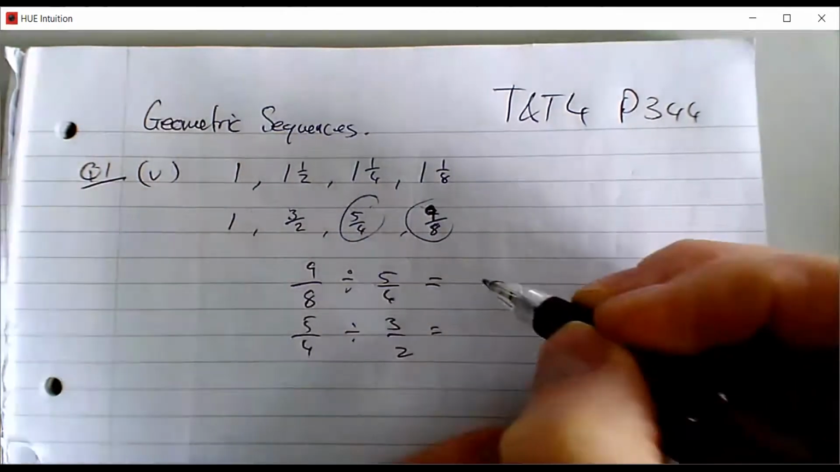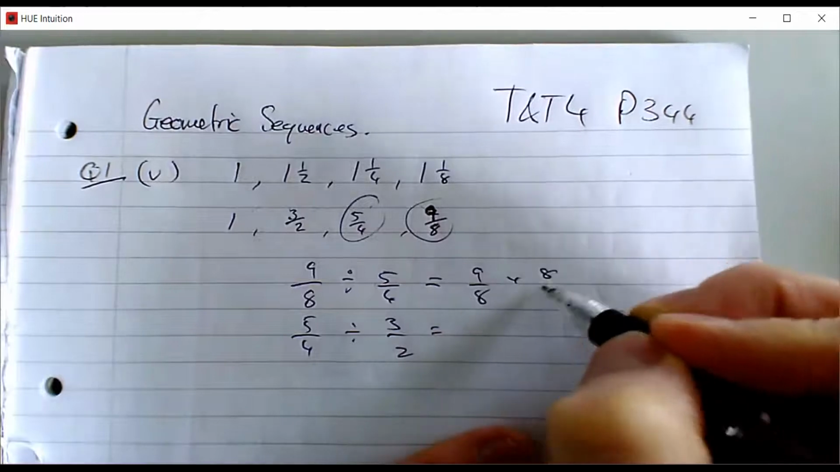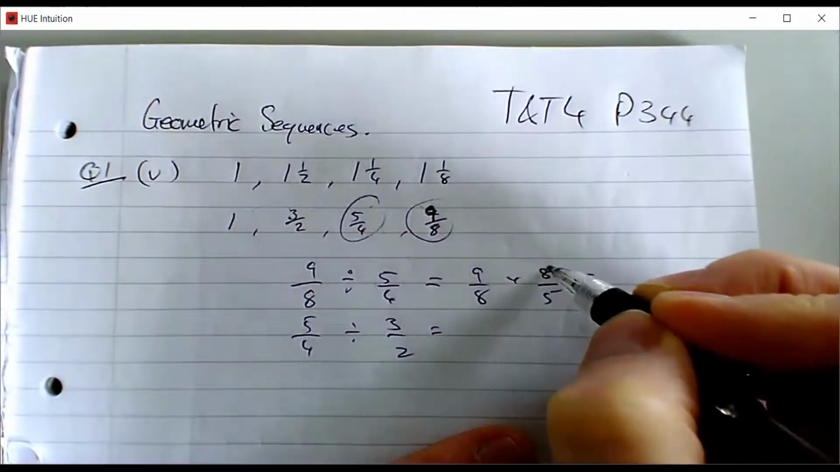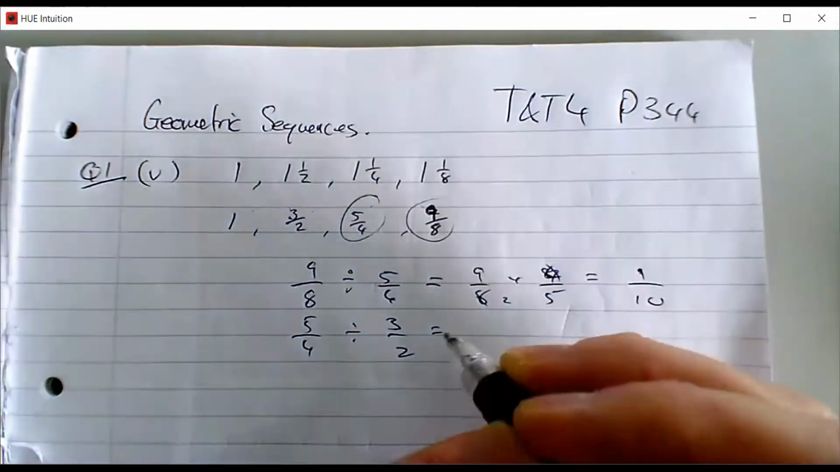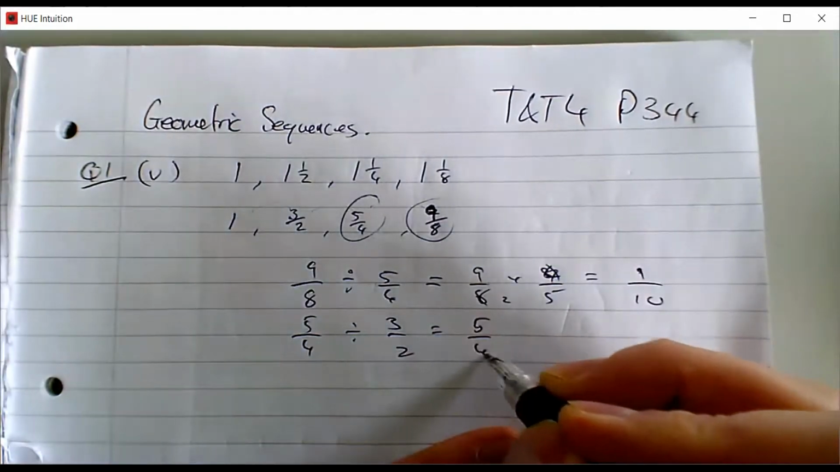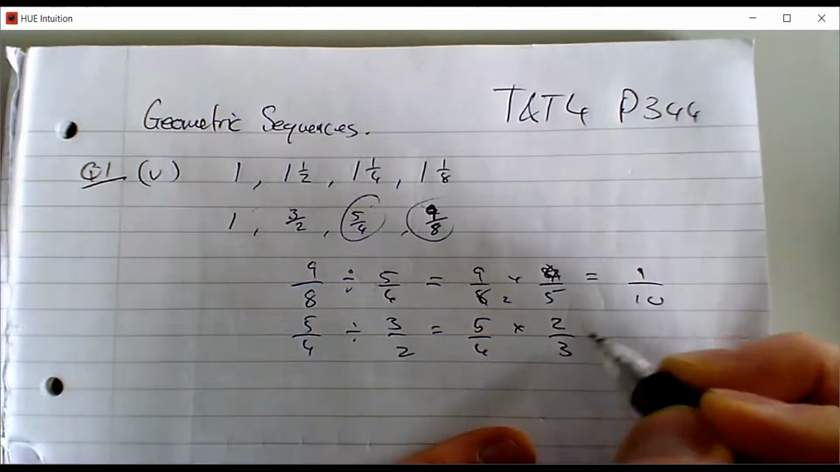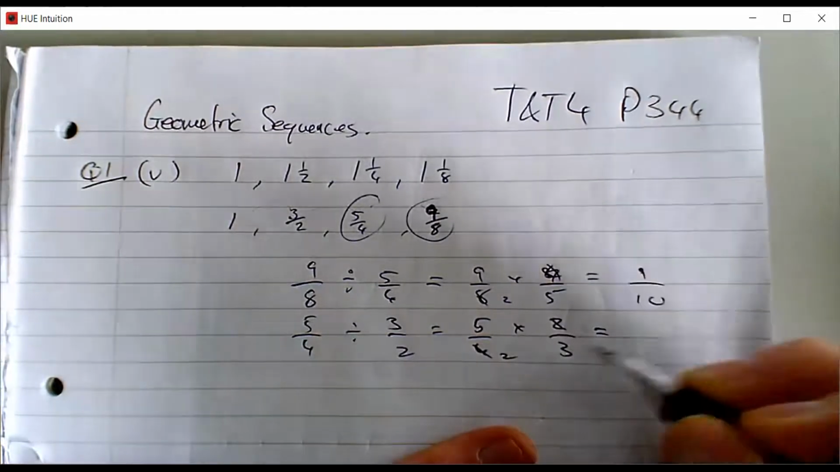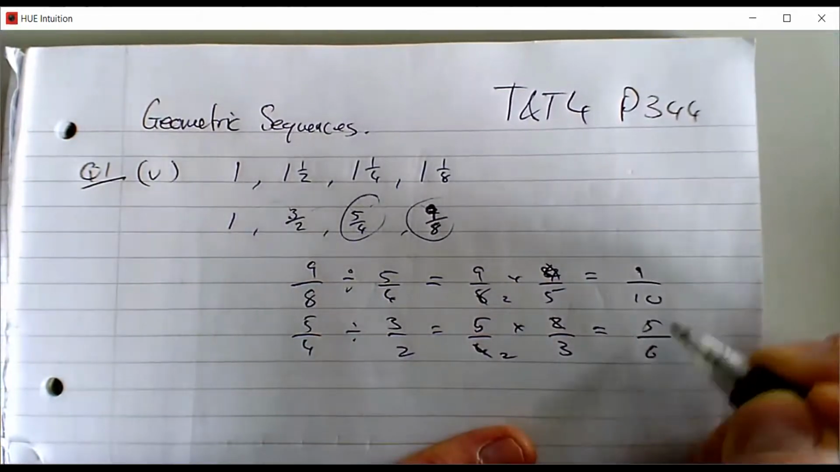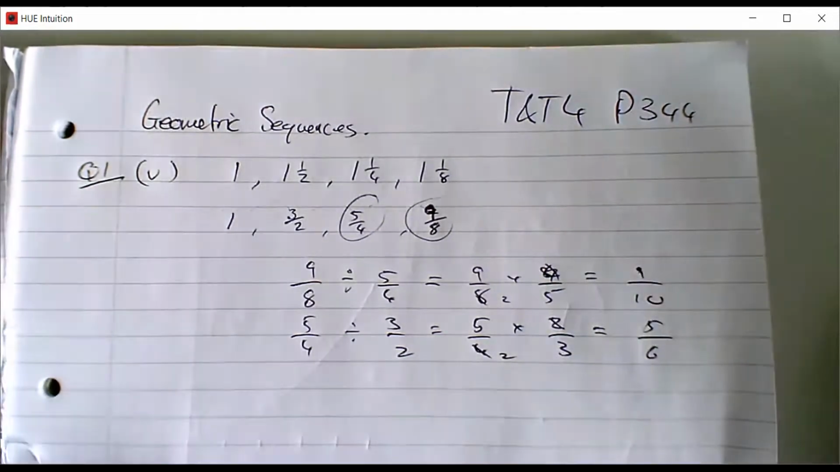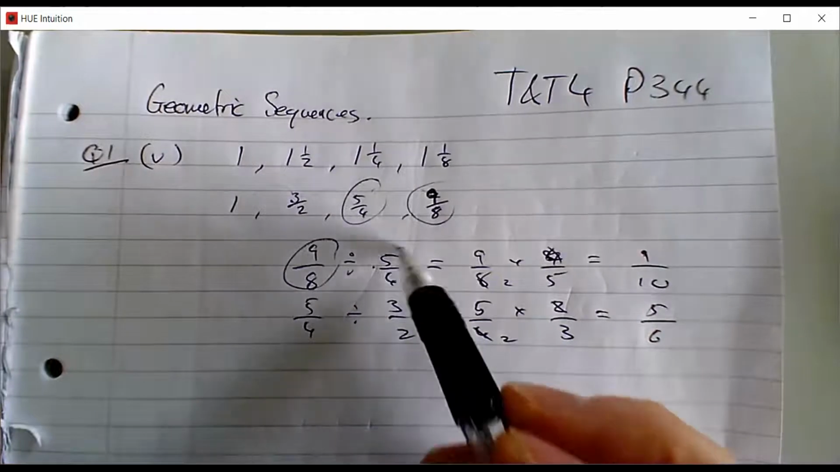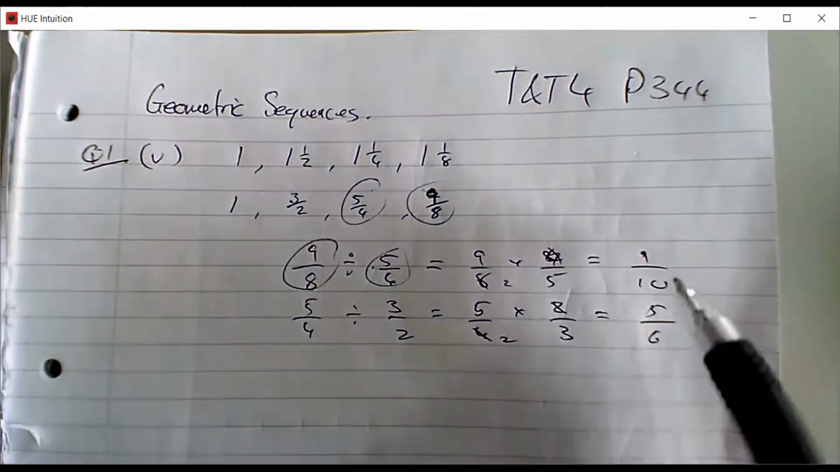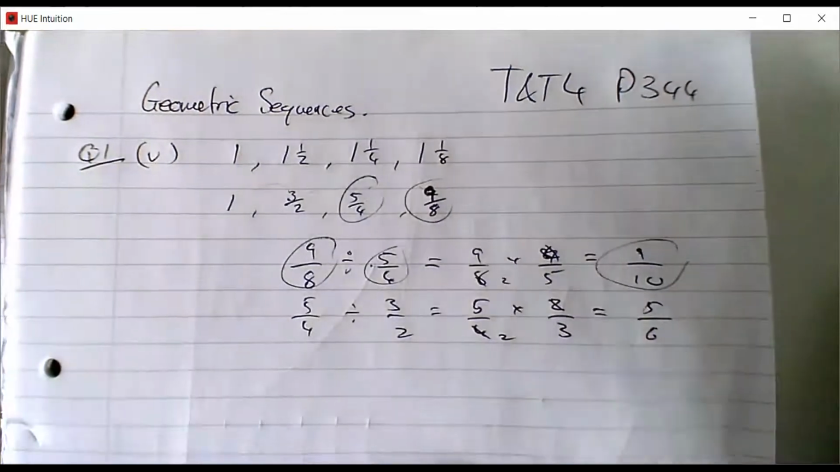Okay, if you do that, what's that going to be? 9 over 8 times 8 over 5... times 4 over 5 leaves you with 9 over 10, whereas here this is 5 over 4 times 2 over 3, and that leaves you with 5 over 6. So because you don't get the same answer here, it's not geometric. In a geometric series, if you divide any term by its previous term, you should always get the same answer, what's called the common ratio.